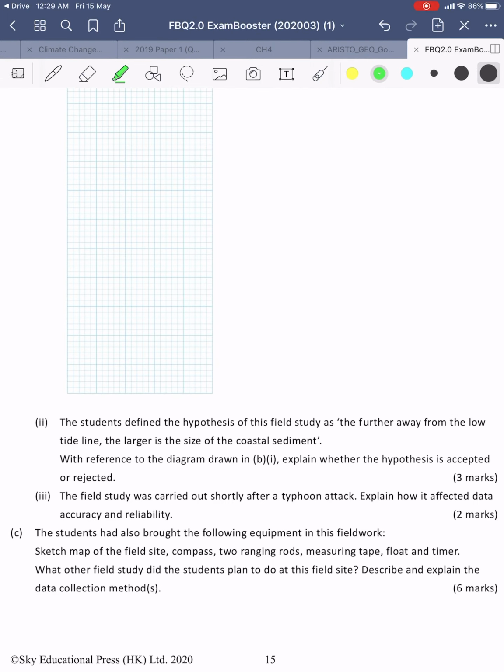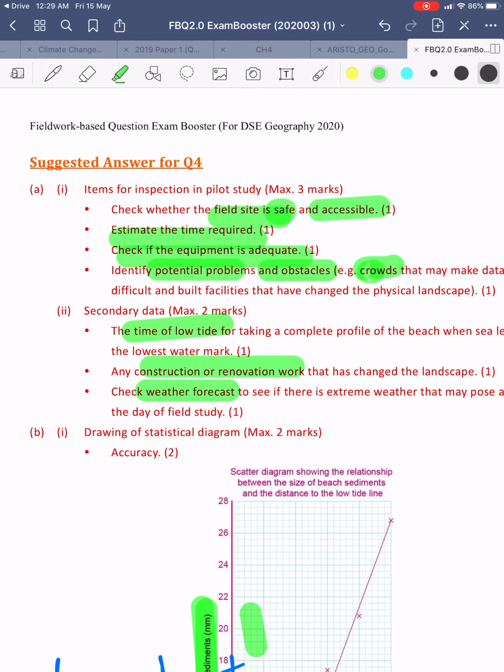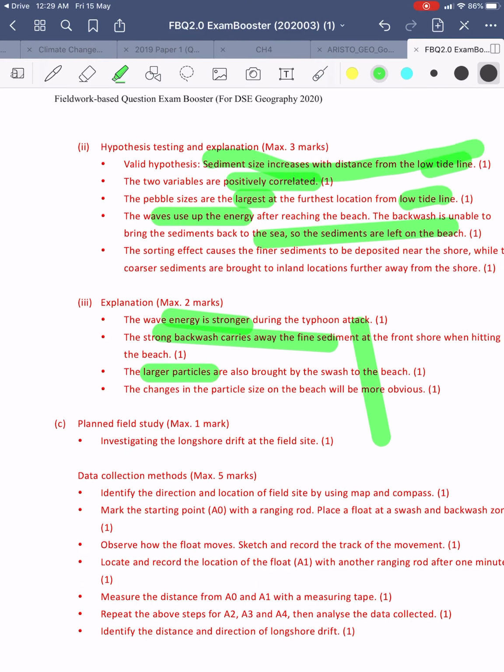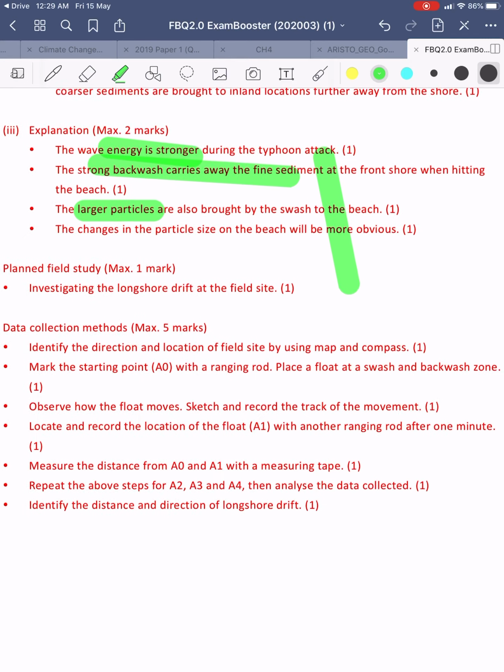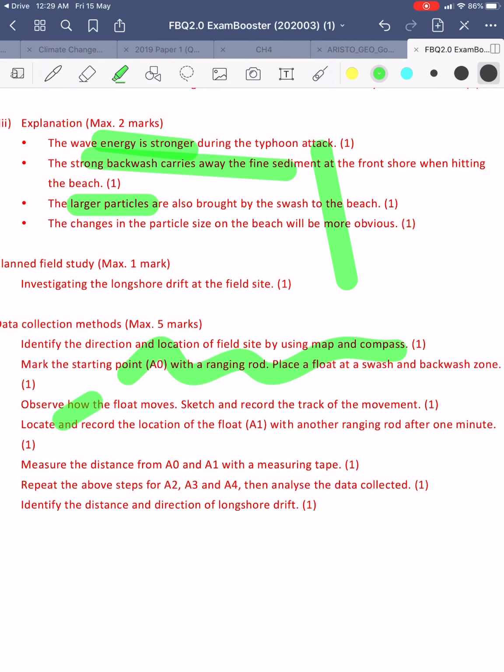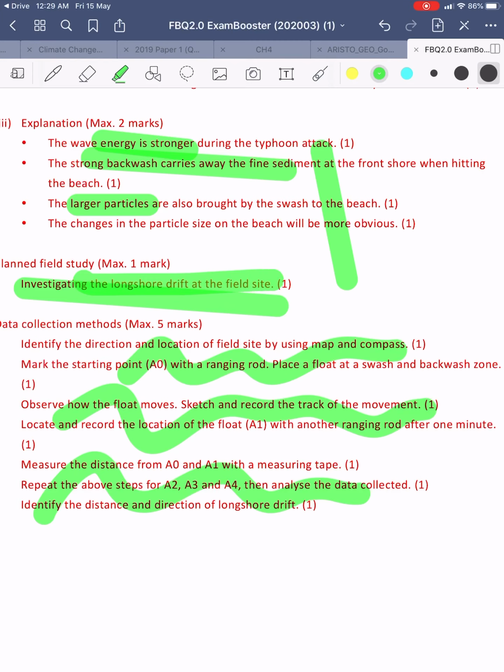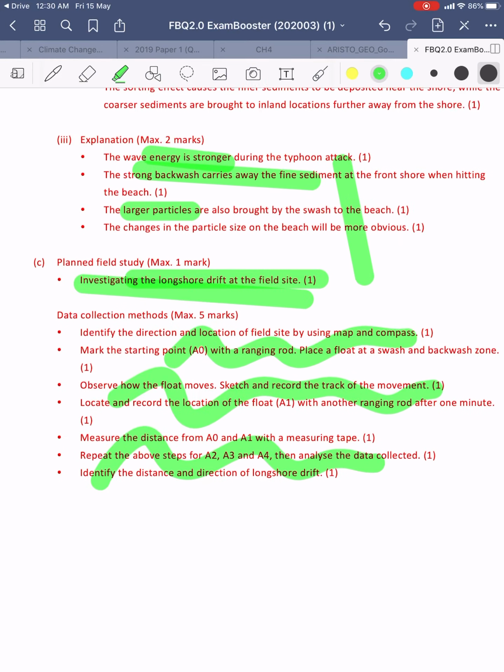The student also brought the following equipment for this fieldwork: sketch map, compass, two ranging rods, measuring tape, folder and timer. I'm not going to go through this for a long time, okay? But this is also a good reference for telling you how to use this kind of equipment. Please bear in mind for this. But most importantly, you have to point out what hypothesis you need to test before you mention how to use that measurement.